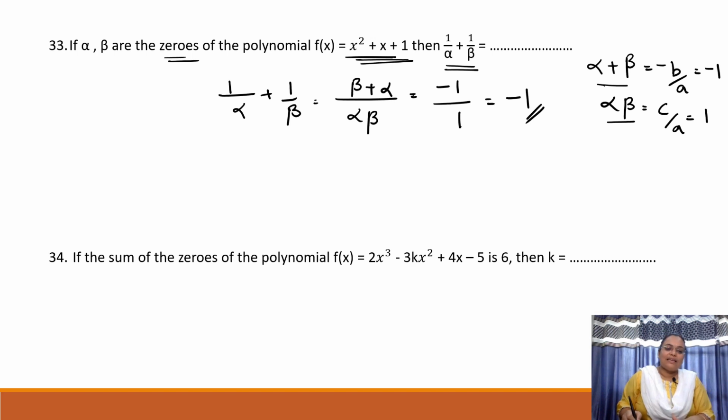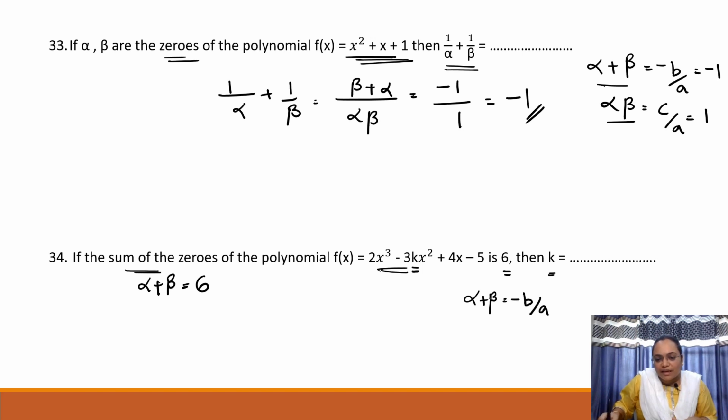The next one is, if the sum of zeros of the cubic polynomial is 6, then we need to find the value of k. See, the sum of zeros is alpha plus beta. What is alpha plus beta? Alpha plus beta is 6. From the given polynomial, what is alpha plus beta? Alpha plus beta is minus b by a. Right?